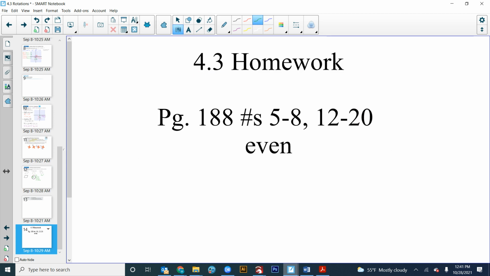All right, the homework's accurate this time. Don't forget the even part. Don't just do 12 to 20. 12 to 20 even, after 508 all.